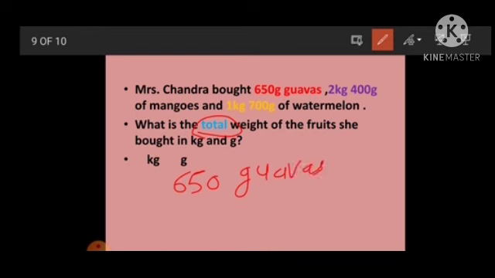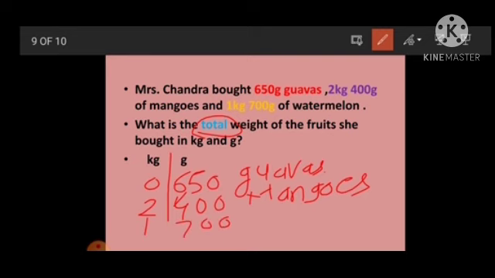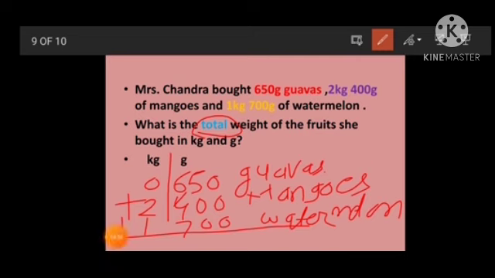And then 2 kilogram 400 gram mangoes and 1 kilogram 700 gram watermelon. So total means we add them. So here we add them. 0 plus 0, 0. 5 plus 0 plus 0, 5. 6 plus 4, 10. 10 plus 7, 17.